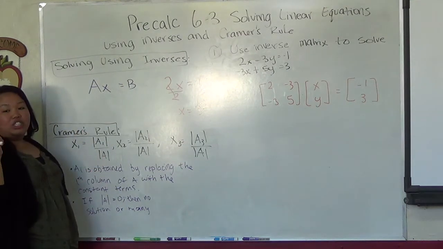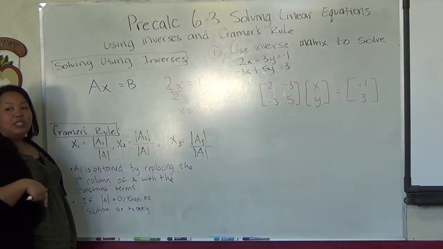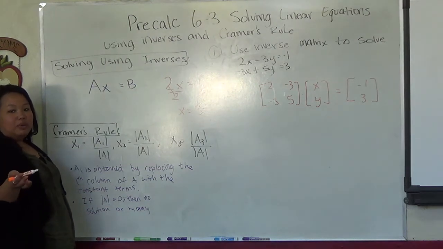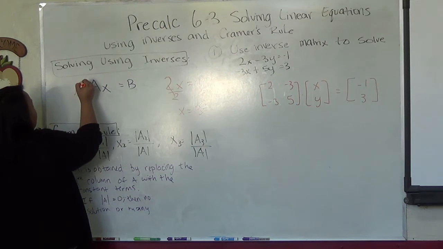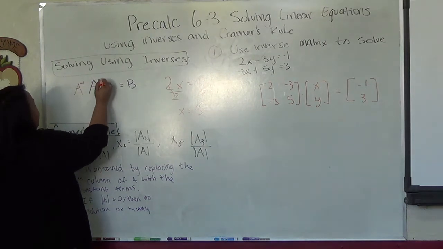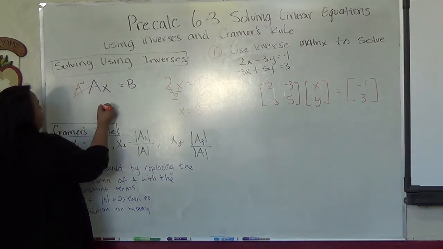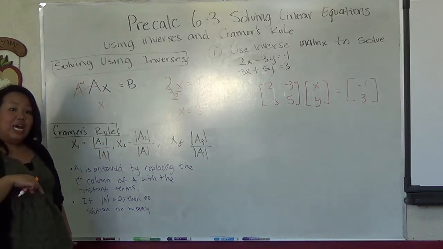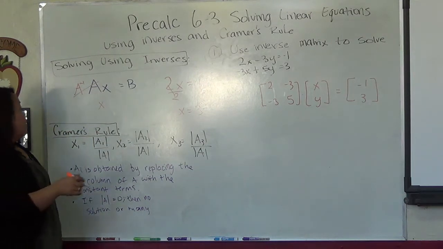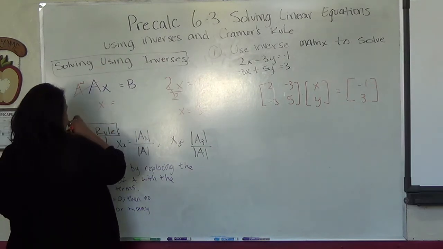And last section, you learned what the opposite of a matrix is. What would the opposite be? Inverse. The inverse. So A -1 would cancel that out, leaving me with just what? X. X. Right? Now, what I do to one side, I have to do to the other. So I also have to multiply this by A -1.